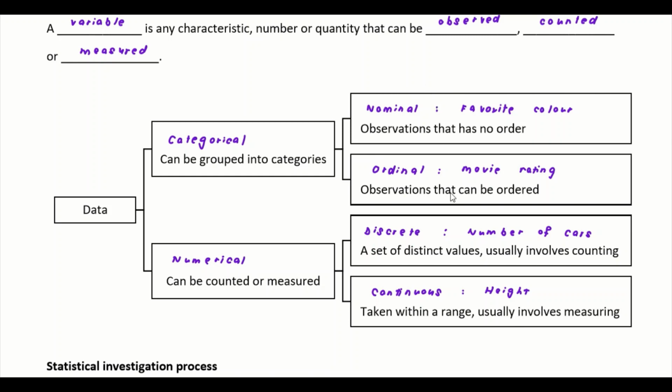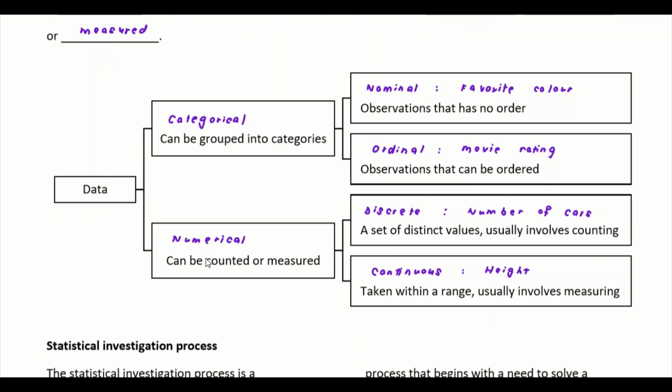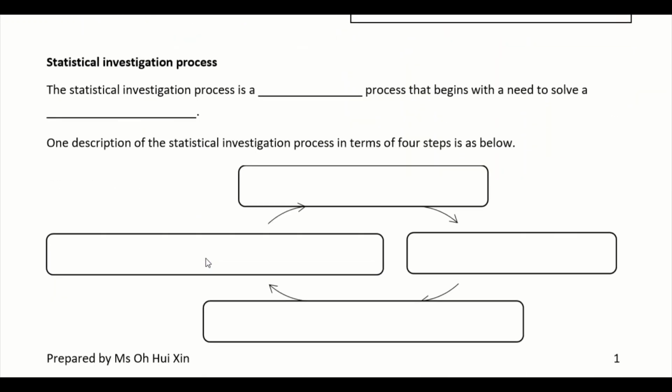So I hope that you can see this. In this chapter, we'll be looking at the two types of data as well, the categorical and the numerical data, for bivariate data. Okay, so later when we move on to the second lesson, you'll be able to look at it in a much clearer way. Okay, so now let's look at the statistical investigation process.